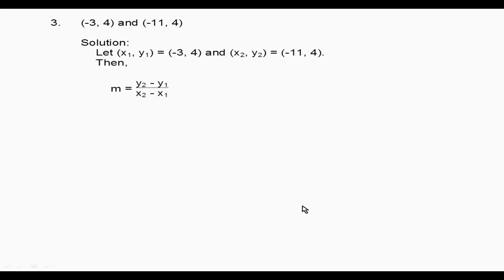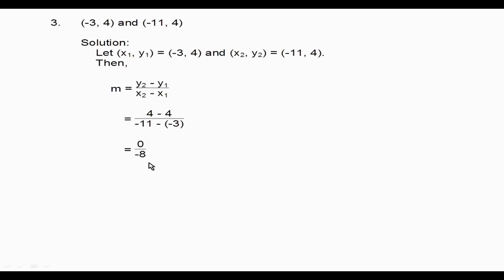Number 3, I've got the points negative 3, 4 and negative 11, 4. So I'm going to let P1 be negative 3, 4, and P2 will be negative 11, 4. Remember slope, y2 minus y1 over x2 minus x1. Fill in the numbers, 4 minus 4 over negative 11 minus negative 3. I have 0 over negative 8.